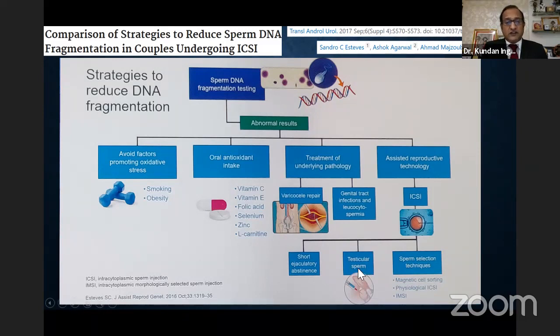If we do not take an ejaculated sperm for ICSI and we extract the sperm from a testicular biopsy, I think that is something we will discuss in the future slides. It is one of the very important strategies in this group of patients. Also, the sperm selection techniques, like magnetic cell sorting, physiological ICSI and IMSI. We will discuss the evidence, what it says.